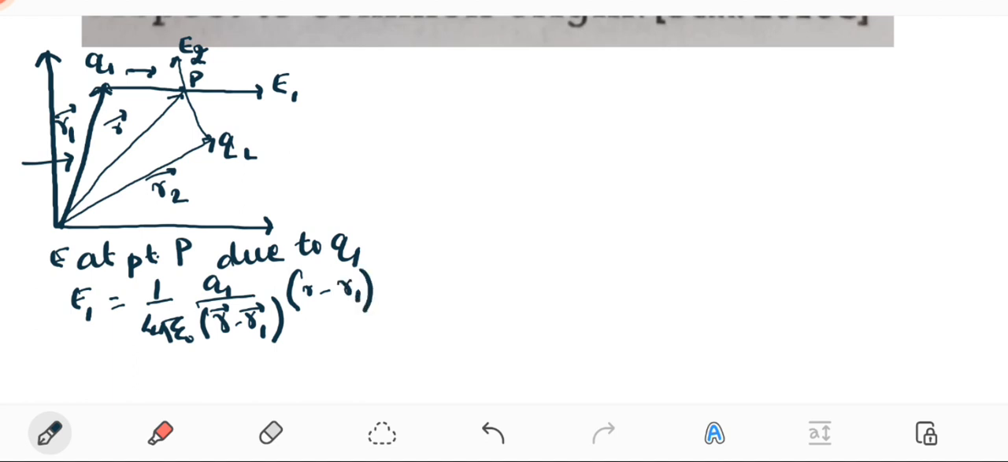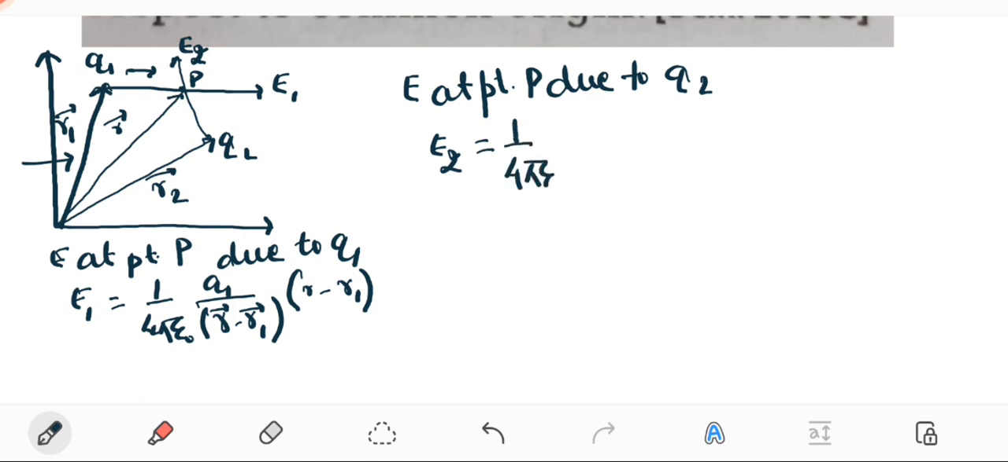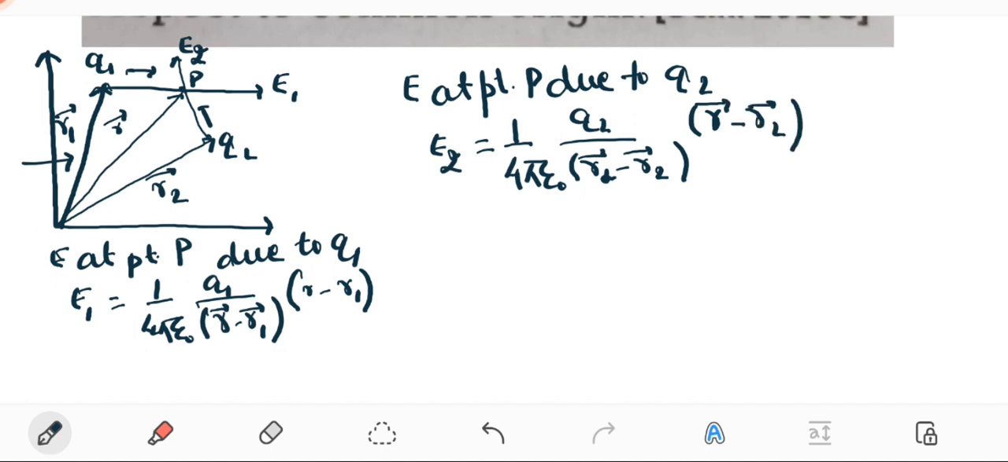Now electric field intensity at point P due to charge Q2 will be written as E2 is equal to 1 by 4 pi epsilon naught Q2 upon R vector minus R2 vector, multiplied by the unit vector R minus R2. Sorry, I forgot to write the cube over here, the cube in the power.